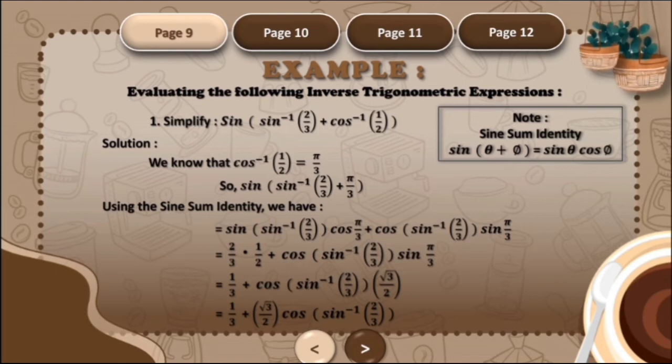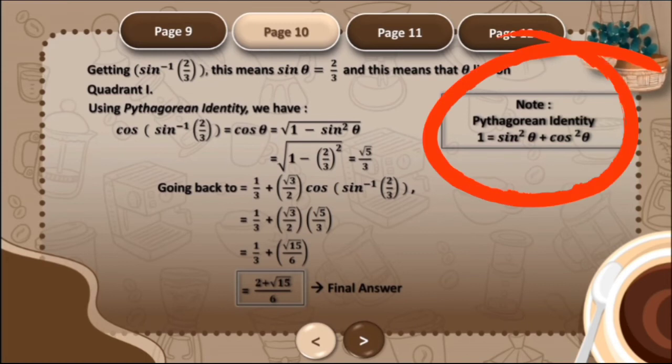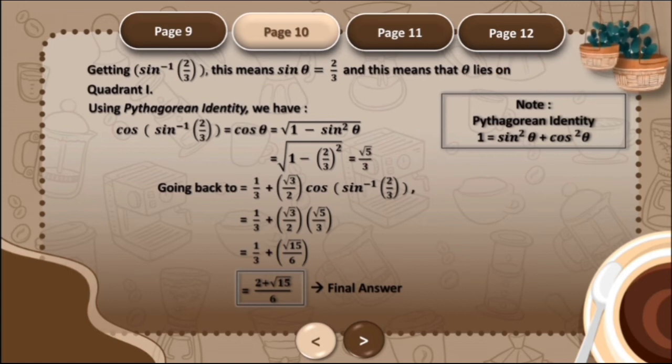Let us now move on to the next page. Now this is a little bit confusing, so I would advise you guys to listen carefully. Getting the quantity of sine inverse of 2 over 3 means that sine theta equals 2 over 3. Using the Pythagorean identity, 1 equals sine squared theta plus cosine squared theta, we will now follow this formula, and that brings us to cosine theta equals the square root of 1 minus sine squared theta. First step is to substitute the values, and we will now have the square root of 1 minus 2 over 3 squared. Derive this equation, and that is how you get the square root of 5 over 3.